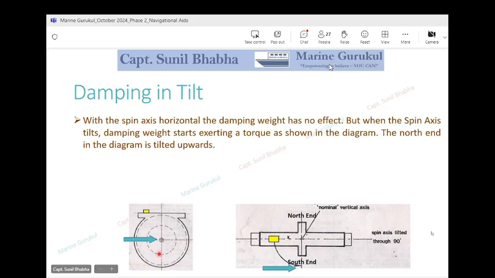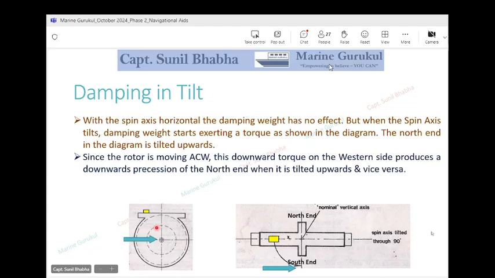Now we know our rotor is spinning in the anti-clockwise direction. Looking from the south end, it is spinning anti-clockwise. So let me show you the direction of the spin, and we will then see how this force actually moves the spin axis, based on the gyroscopic precession. This is the direction represented by the maroon color arrow in which our rotor is spinning. It is anti-clockwise when viewed from the south end.